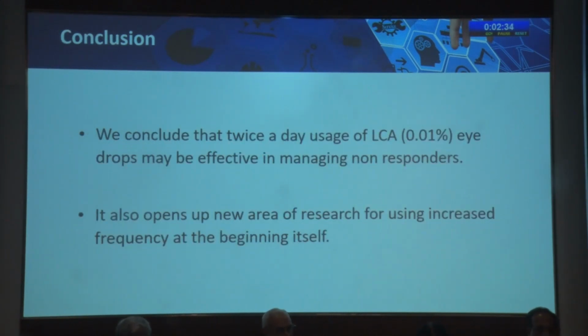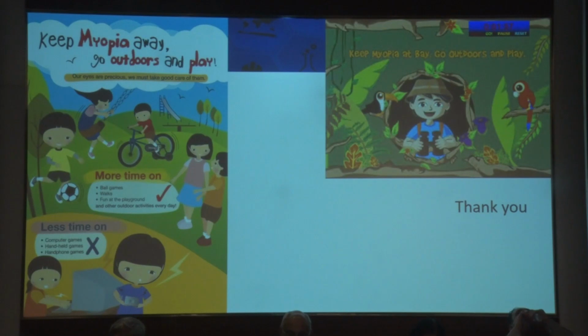We conclude that twice a day usage of low concentration atropine may be effective in managing non-responders. A good 33% of children do respond to twice a day usage with absolutely no side effects. We did not find any gross side effect with more than once a day usage. This opens up a new area of research, where we can use these drops more frequently, even as a primary treatment rather than starting at once a day usage. Starting with twice a day would reduce the number of non-responders and not waste another 2 years of those children. Thank you so much for the time.